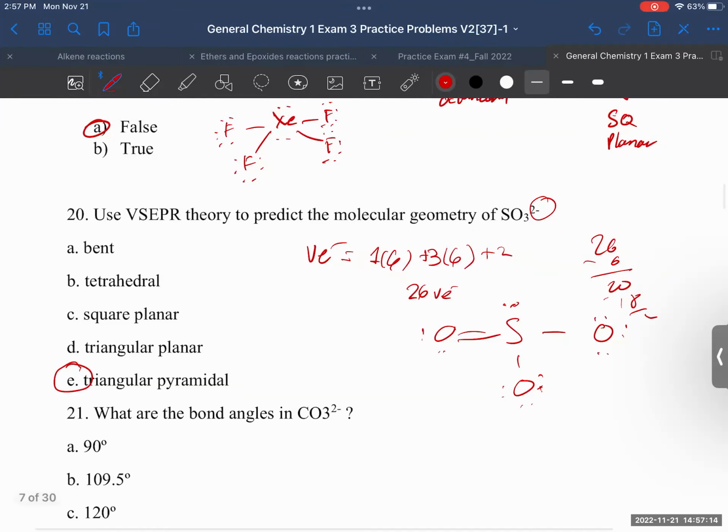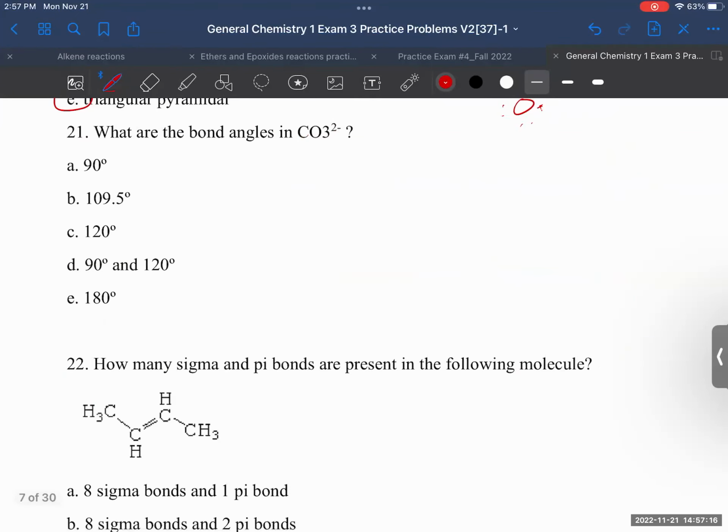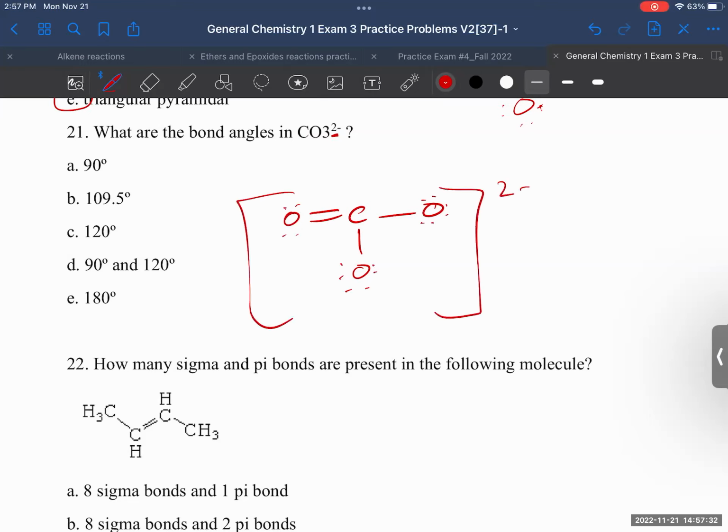So real quick, in the case of carbonate, you do your same thing. It's 2 minus, so you need 2 single bonded oxygens. So you do something like this. And then let's say this one needs a double bond, so draw out your structure. Minus, and then, so what are the bond angles? 120. So there's nothing on the central atom.